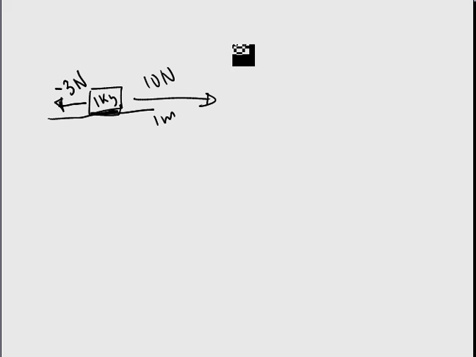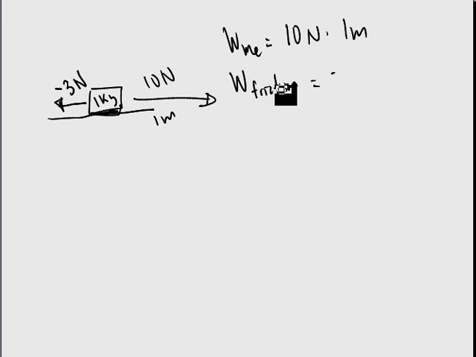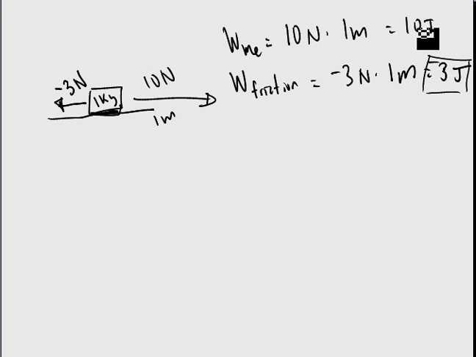And so if I wanted to find the work done by me, it would just be the force times the distance, 10 newtons times 1 meter. But the work done by friction would be negative 3 newtons times 1 meter. And so you get 10 joules up top and negative 3 joules on the bottom. And this negative 3 means that in some way the block is transferring 3 joules of energy to friction, right, in some way.